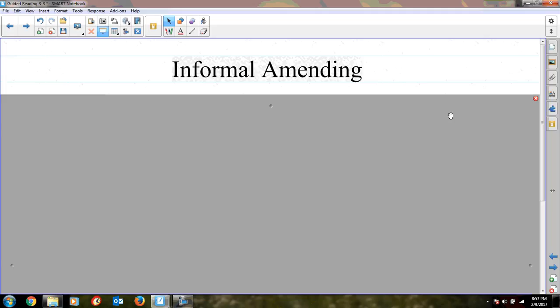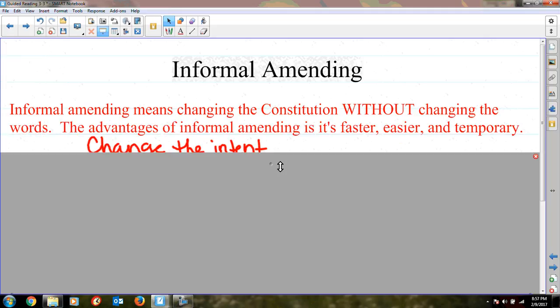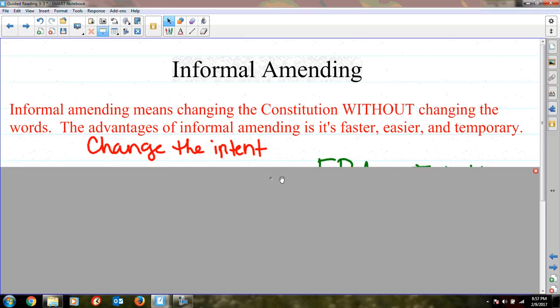Okay, so now that you have that piece of paper, we want to talk about informal amending. Informal amending means that you change the Constitution without changing the words. The advantages of informal amending is that it is faster, easier, and it's temporary. It is not a permanent part of our Constitution. It simply changes the intent.